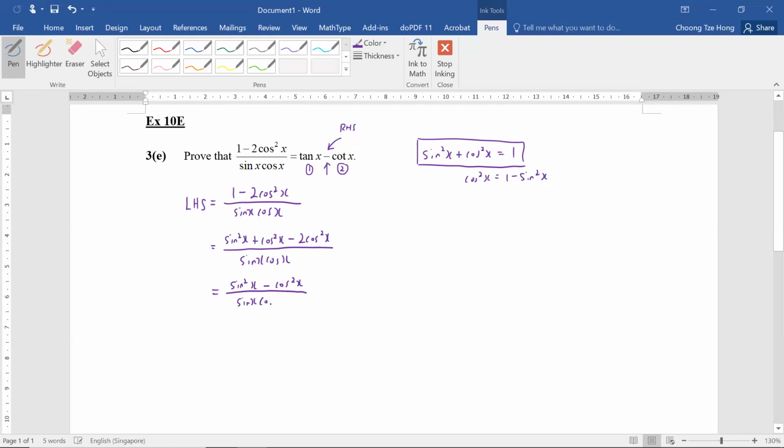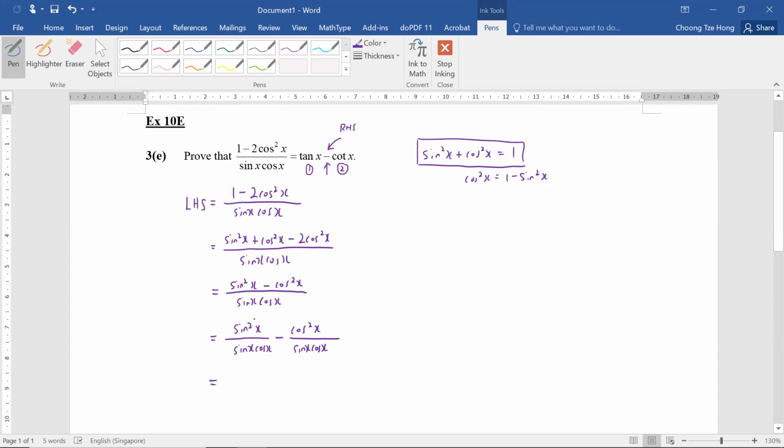Okay, so at least I've gotten rid of the 2, and then I've gotten this minus 1 over here. At this point in time, you think, can I split this up now or not? Yes. Splitting it up now will be much easier to simplify, because now you will just have sine square x over sine x cosine x minus cosine square x over sine x cosine x.